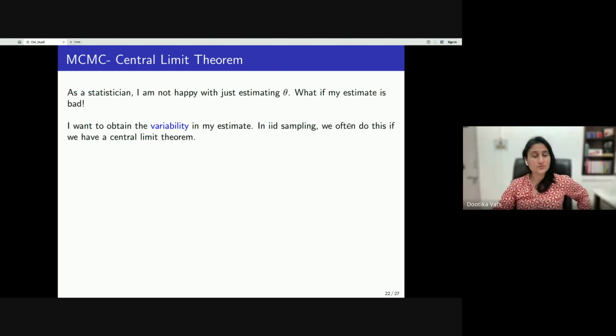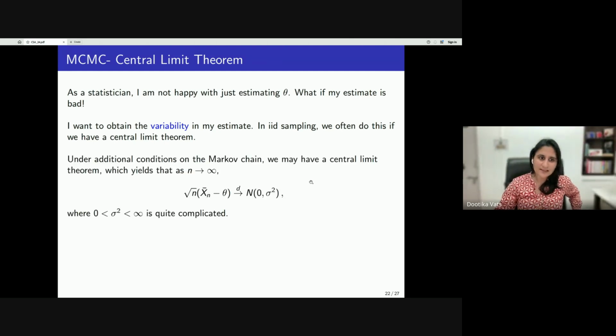In IID sampling, we often do this via a central limit theorem. And in addition to variability, we get asymptotic behavior in terms of distribution. So what about a central limit theorem here? Can that hold? Well, yes. There are additional conditions and we have to be careful. There's a lot of Markov chain theory involved. But we may have a central limit theorem that yields that as n tends to infinity, my sample mean with appropriate scaling converges to a normal distribution with mean 0 and variance sigma squared. I will talk about this variance in a second, but it is a little complicated. But a CLT can hold under these conditions.